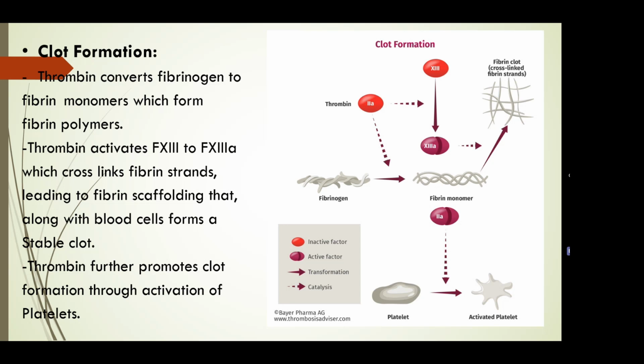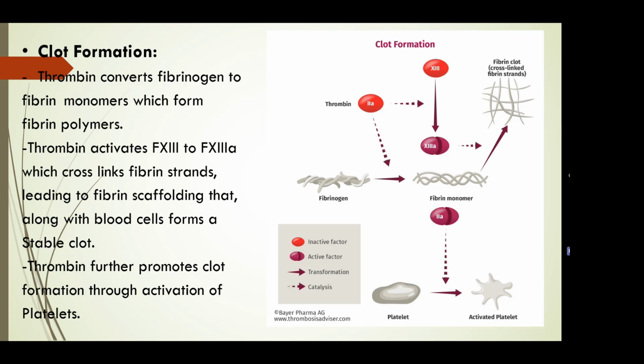The same thrombin activates factor 13 to activated factor 13, which cross-links the fibrin strands, as you can see in the diagram here, leading to fibrin scaffolding that, along with blood cells, forms a stable clot. So some blood cells, white cells, are trapped in here, forming a more stable block.